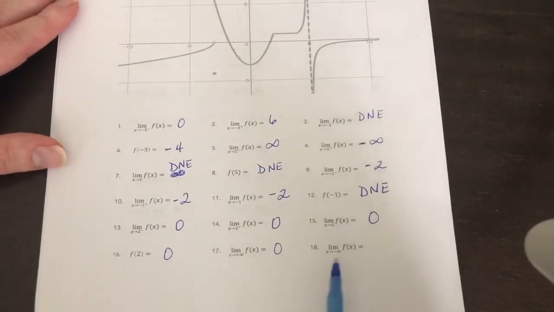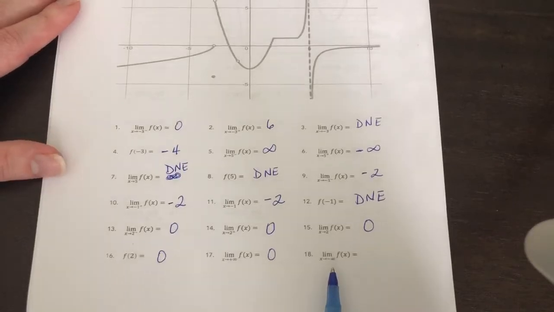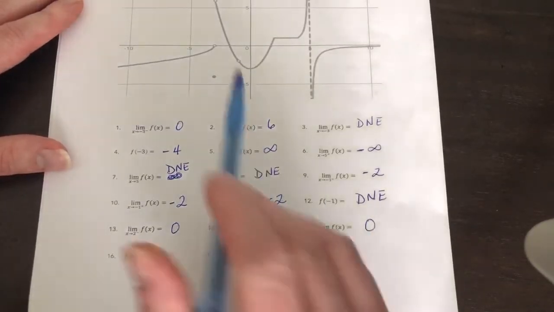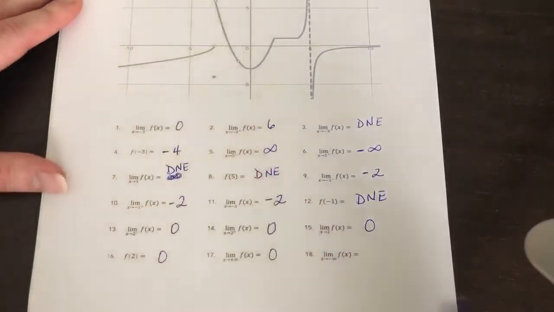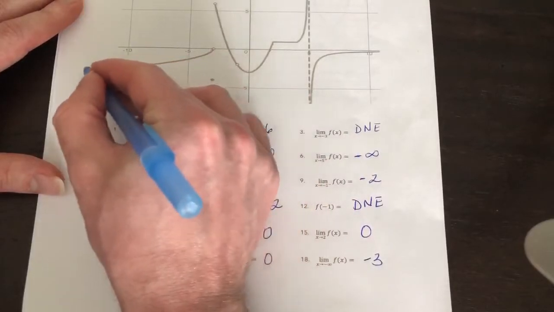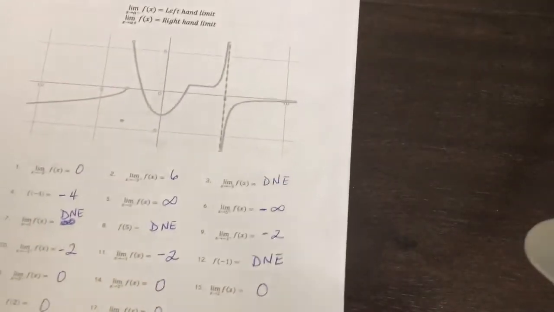As for the limit as x approaches negative infinity, I'm looking for what y value this lines out to all the way to the left. It looks like it's lining out to -3. So it's approaching and lining out like that. It doesn't have to touch it, but it just approaches it.